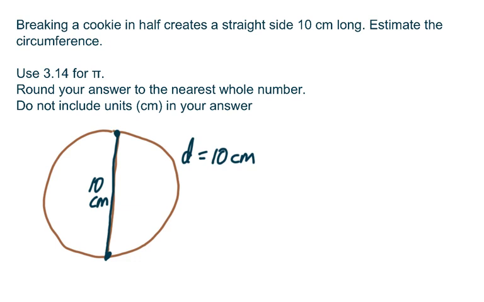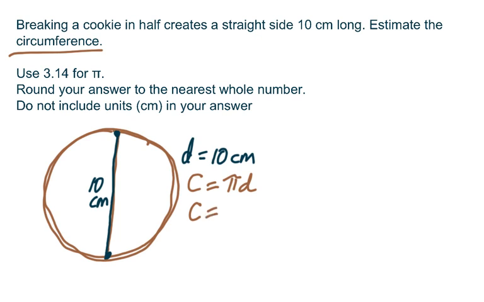I'm supposed to be estimating the circumference, which is the distance around the circle, or the cookie in this case. And there is a formula that involves the diameter. So it's circumference equals pi times diameter. So I'll use that one to be more efficient. So I'm trying to find the circumference.